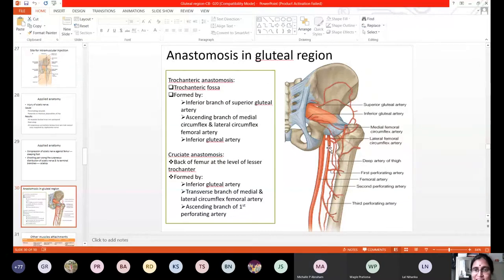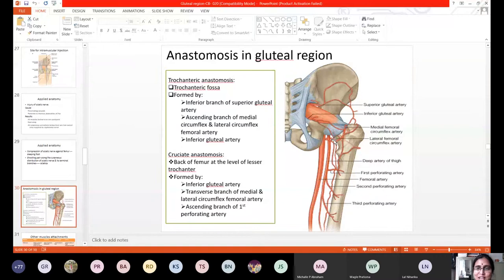Which artery is this? Can anybody say? You have studied in the front of thigh. What is the artery of the thigh? Deep artery of thigh. Femoral artery. Okay. So the femoral artery has a big branch, profunda femoris. Profunda means big. Profunda femoris.